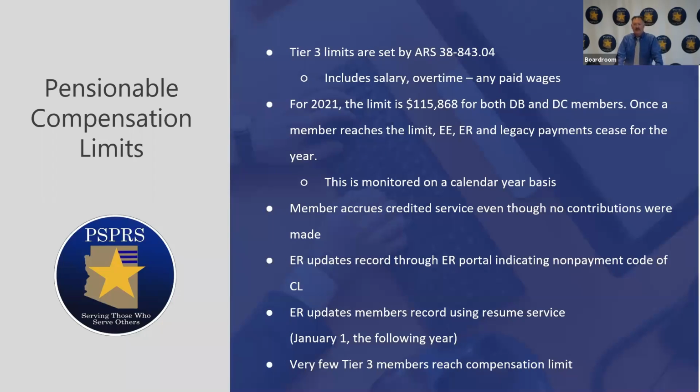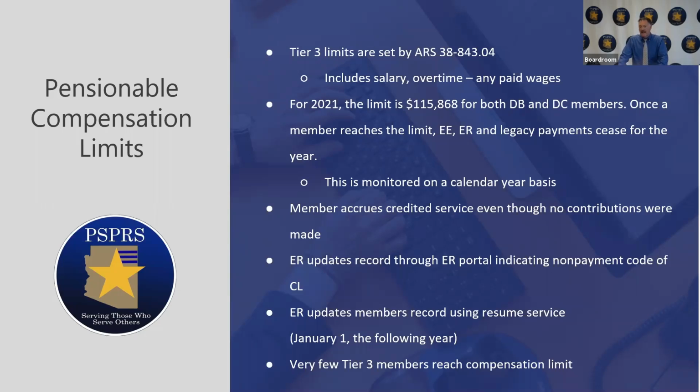Pensionable compensation limits. As a part of the Tier 3 legislative changes, the state of Arizona has placed a salary limit on contributions coming into the plan. So when it first started, we were looking at about $110,000 per year, that if a member stayed under that, contributions were accepted for the entire 12-month period. It's a calendar year test.